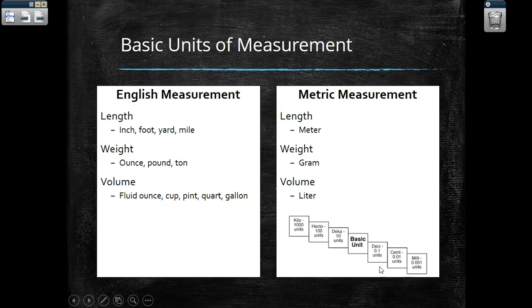So it would take 10 decimeters to make a meter. It would take 100 centigrams to make a gram. It would take 1,000 milliliters to make a liter. So these are the smaller, these are the larger.